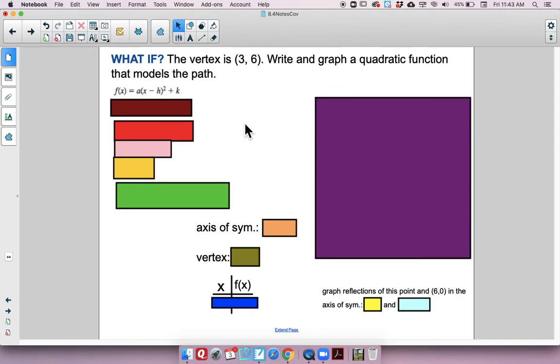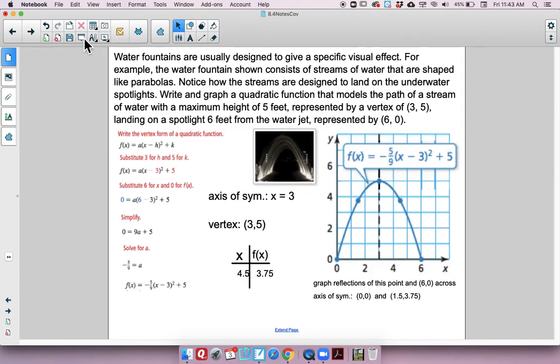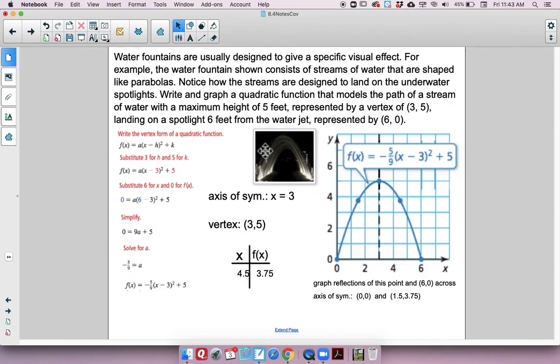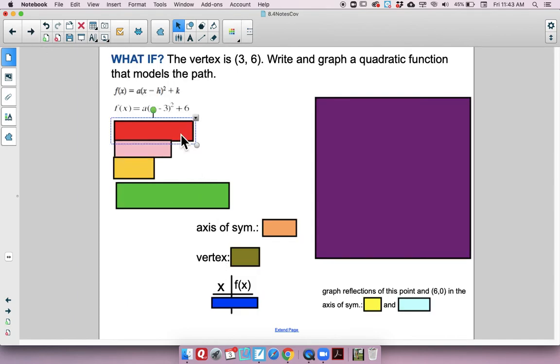Okay, so what if the vertex, instead of being (3, 5), is instead (3, 6)? In other words, it's shooting higher, right? So what would we do? Well, we know h and k would be 3 and 6, so we could plug those in. It didn't say that it was landing in a different place, so we're going to assume that it's still landing at (6, 0). So we could plug in 6 and 0 for x and for f(x). 0 for f(x), 6 for x.